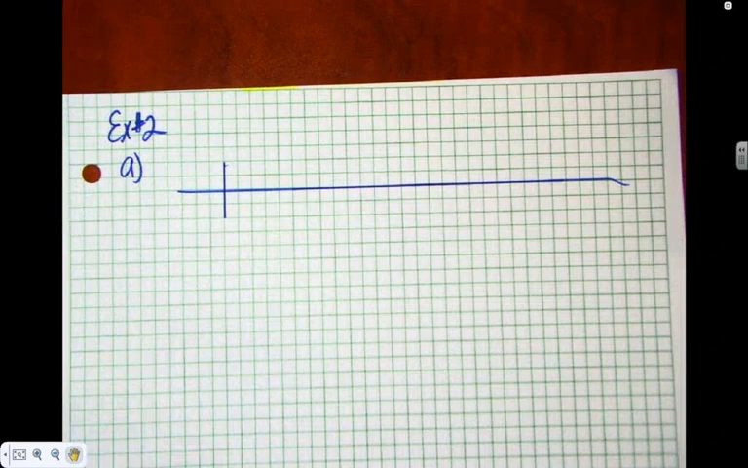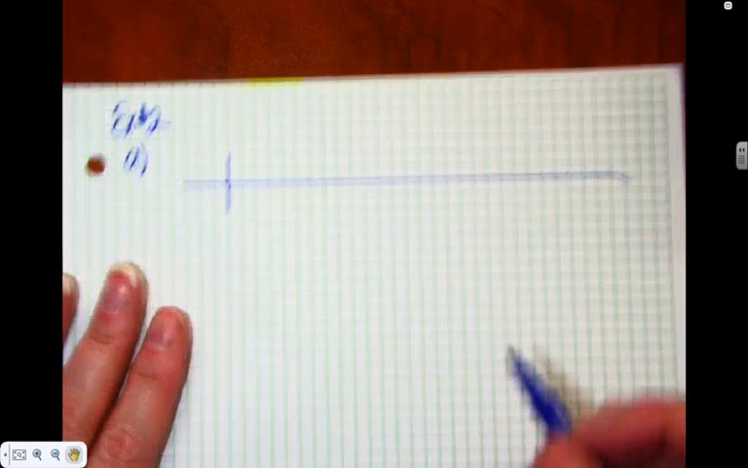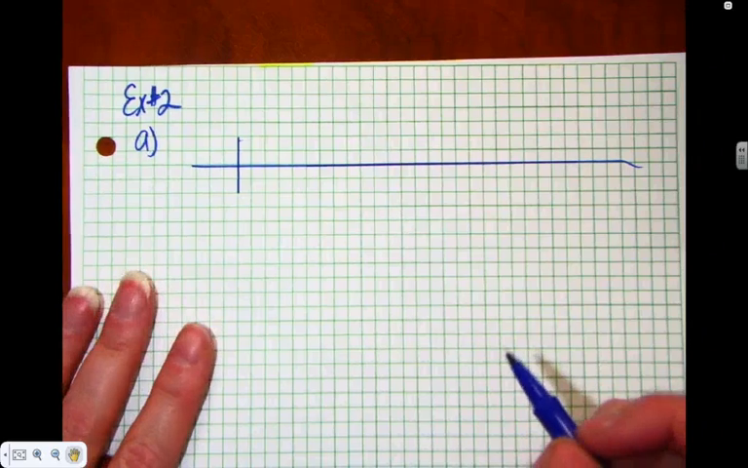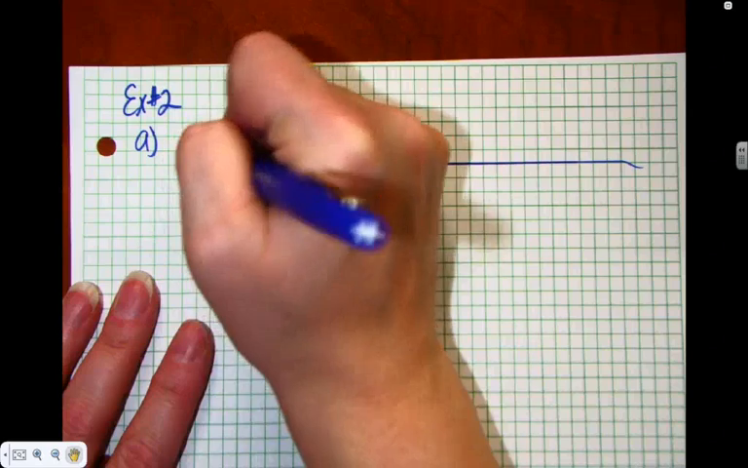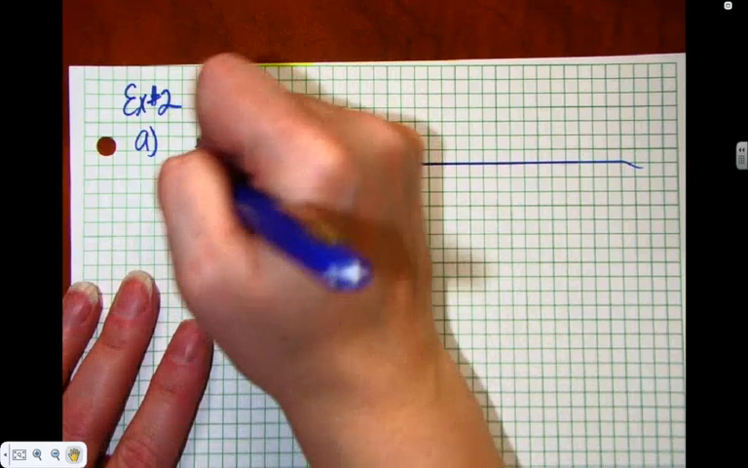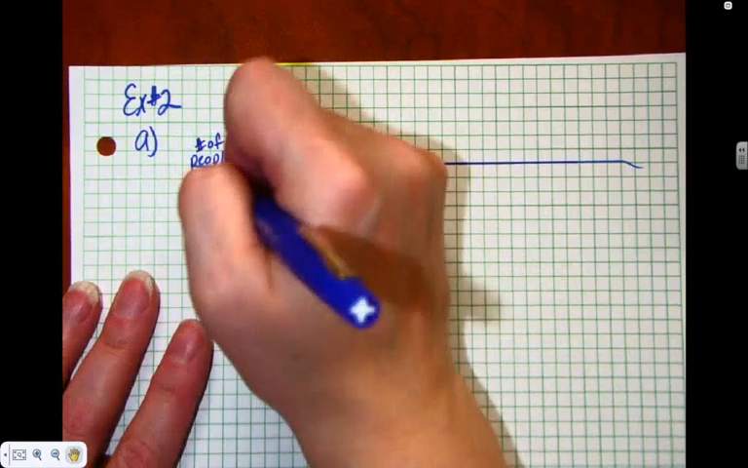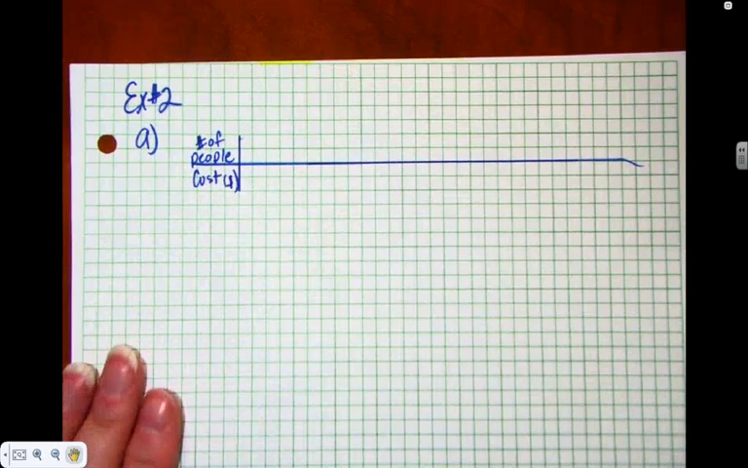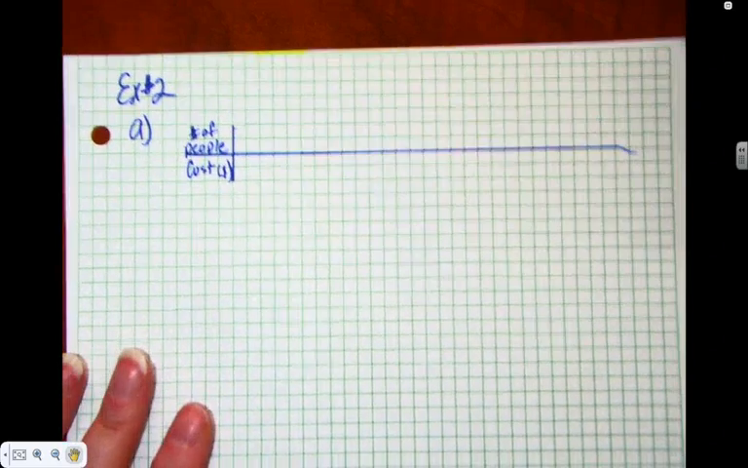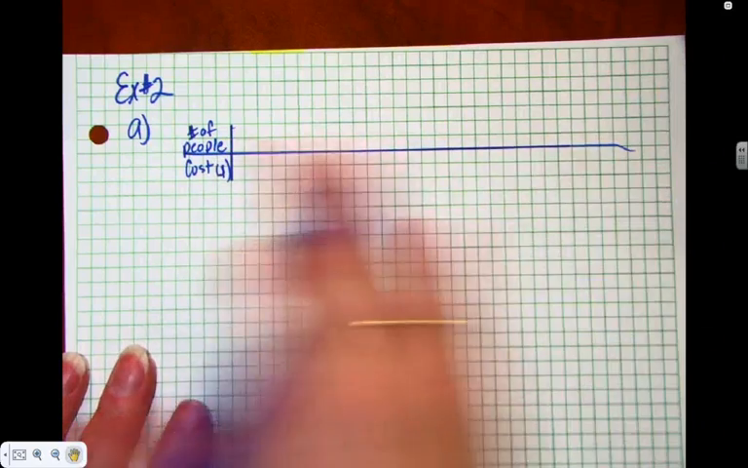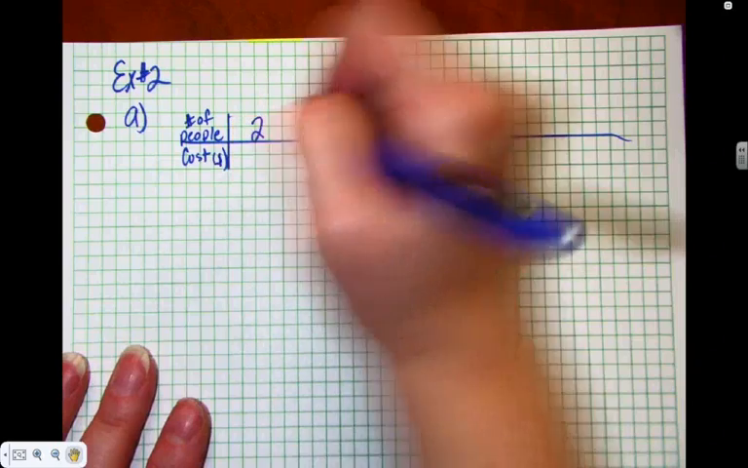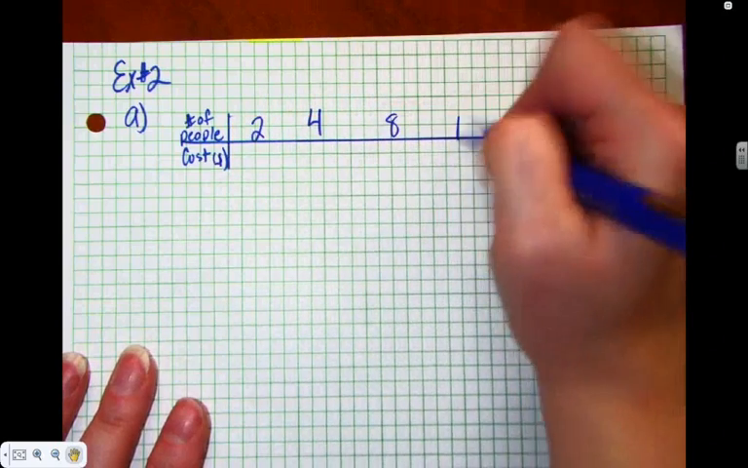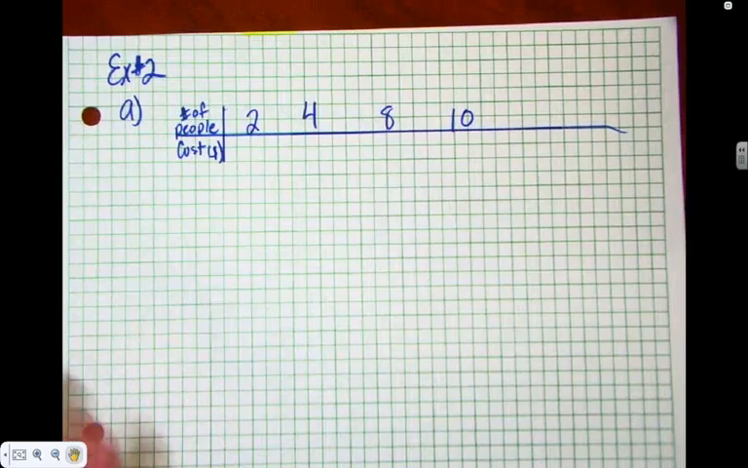What are the 2 variables that we're dealing with? Number of people, cost, and the unit for cost is dollars. What are the numbers we need on the top row or the first column if you're doing it vertically? 2, 4, 8, 10. And I just spaced them out so I'd take up the whole table.